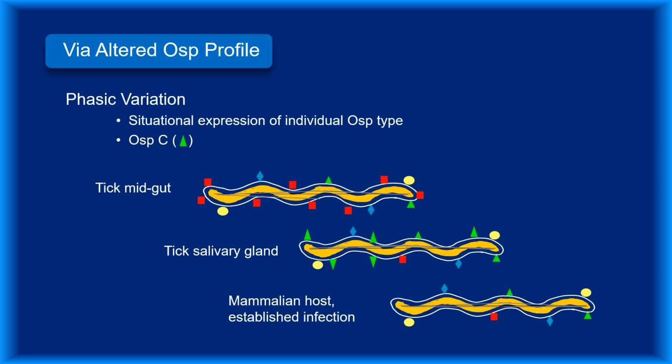The bacteria can also avoid the immune response by altering its appearance. Phasic variation is one example of that strategy. Here, the number of expressed copies of an outer surface protein is modulated in response to the bacteria's environment. This diagram uses OspC as an example. The bacterium has little need for it when it's in the tick's midgut, but the number of expressed proteins increases as it moves to the salivary gland and into mammalian tissue. Once infection is established, OspC expression is downregulated to avoid the attention of circulating antibodies.